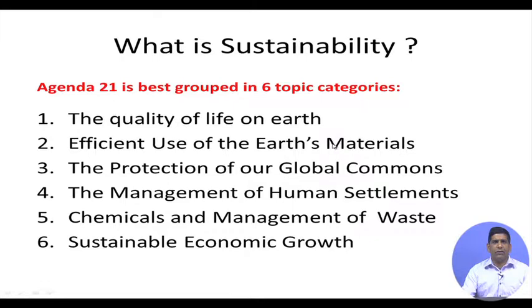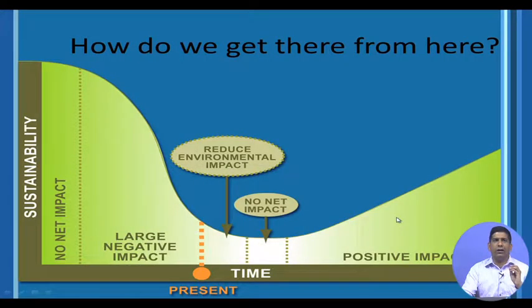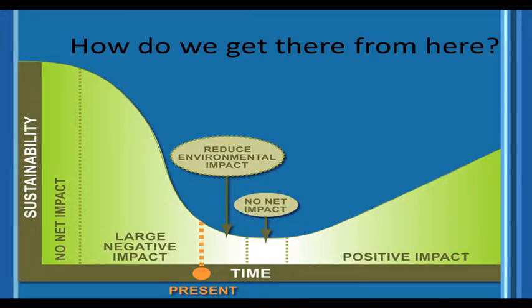Efficient use of earth's material, chemicals and management of waste. These are mostly from the environmental aspect. Sustainable economic growth is the economics aspect. So all this has to be there in terms of making it better, in terms of more sustainable design and a more sustainable environment.